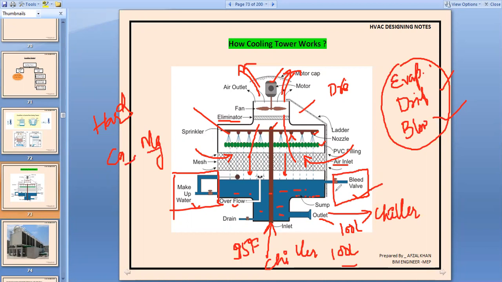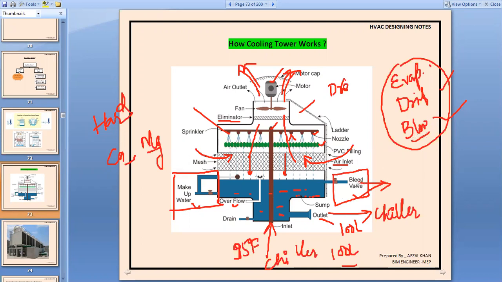Okay, so how are we removing it? There is a valve which is called a bleed valve. This bleed valve is used to remove this hardness. This valve is like a magnet: it sucks all this calcium and magnesium hardness through this valve, and it is rejected from this point. With this hardness, some amount of water is also rejected. So this is also a blow down loss.